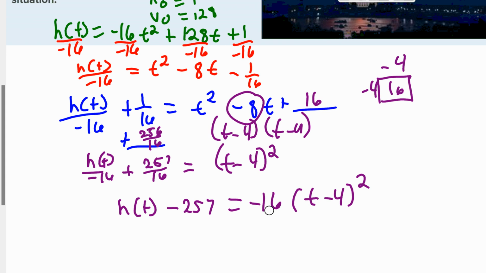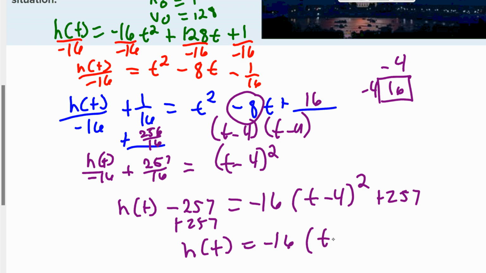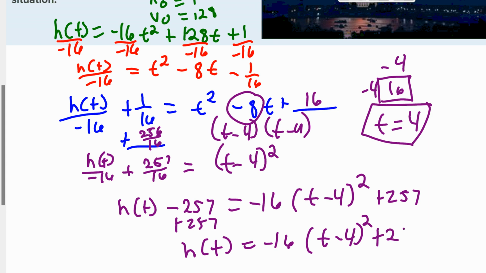That should always happen. And then I want to add 257 to both sides. So you've got to think about, what does this t represent? So when I find my vertex, (t minus 4) quantity squared. So what minus 4 is 0? That'd be positive 4. So there's my axis of symmetry. What does that mean? And then here's my y value of my vertex. So x value, y value. What does that y value mean?